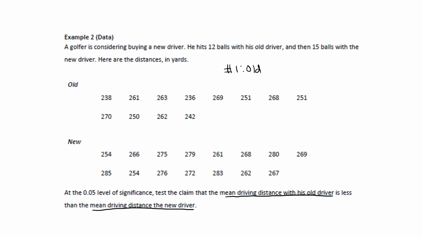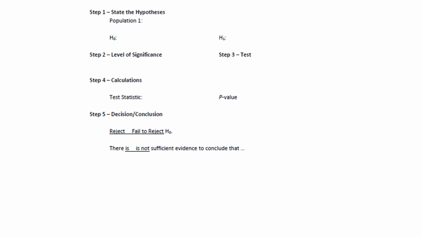Okay, let's start to write this up at the 0.05 level. Again, population 1 is the old driver. The null hypothesis, mu sub 1 equals mu sub 2. The alternate hypothesis, mu sub 1 is less than mu sub 2. The mean for the old driver is less than the mean for the new driver. The level of significance alpha is 0.05, and this looks like a two-mean test, but there are many conditions that we have to check.